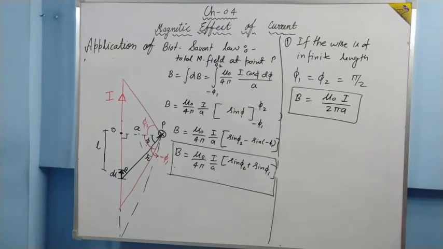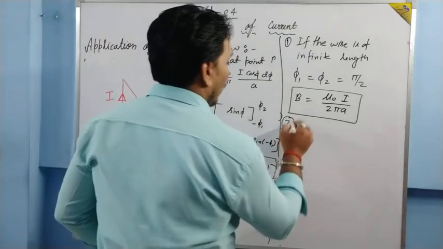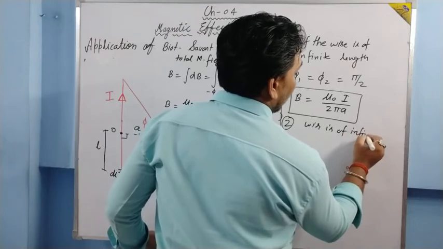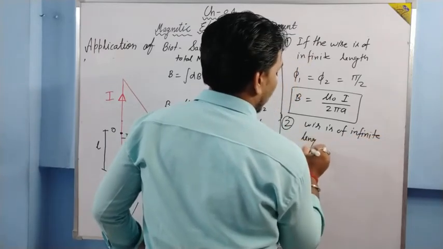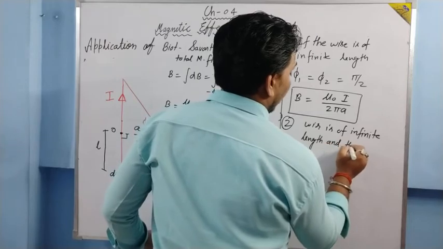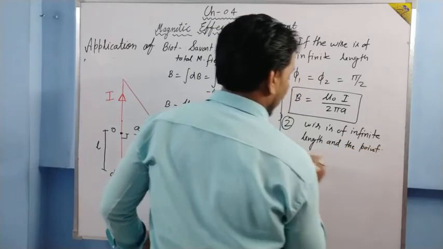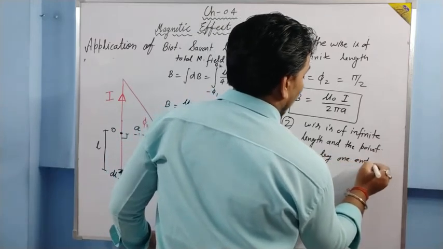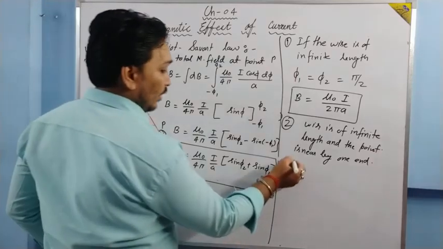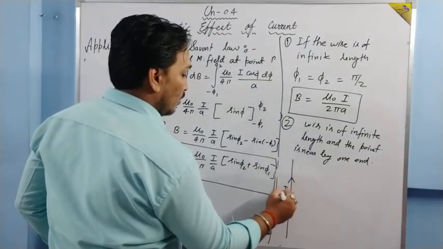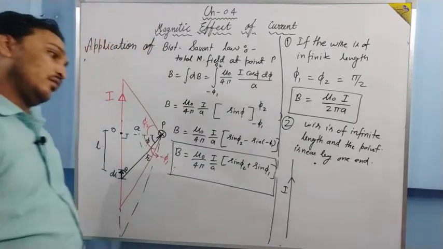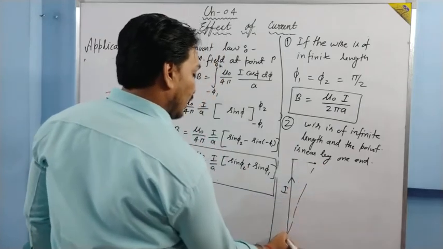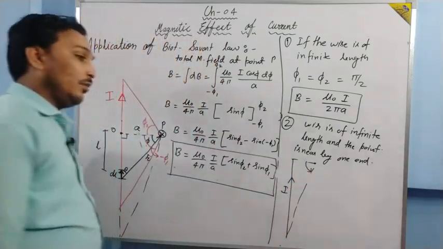Okay. Case number 2 is the wire is of infinite length, and the point is nearby one end. What I am saying is, just try to understand, the wire is of infinite length and the point is somewhere here, nearby one end. Then what will happen? In that case we will get only one angle, and that angle will be infinity.